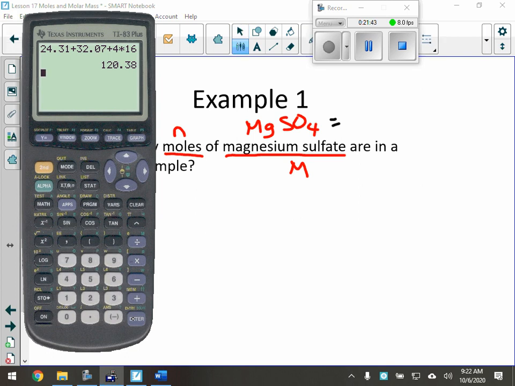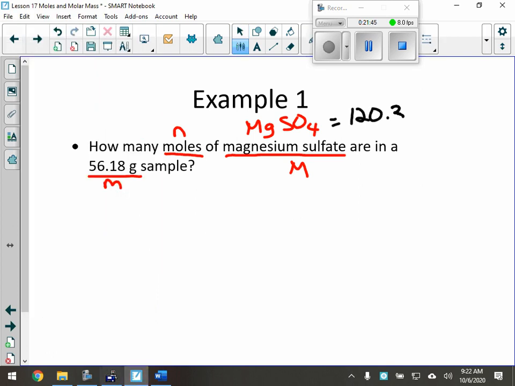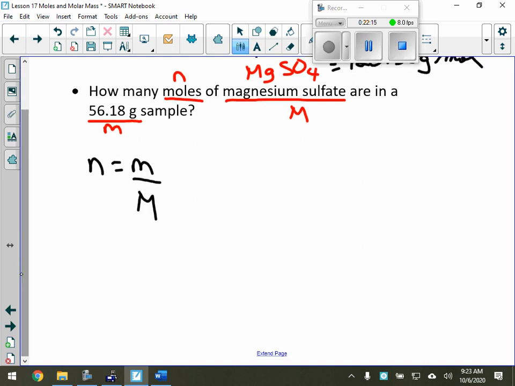So we're going to put down here 120.38 grams per mole. Okay. Don't forget the units, please. That's important. Okay. And we're looking for N, right? So to solve for N, well, do we have N by itself? Is N solved for? Yes or no? Is N isolated? Is N by itself? Yes. Can I just stick the numbers into this formula and get an answer? Sure. Okay.